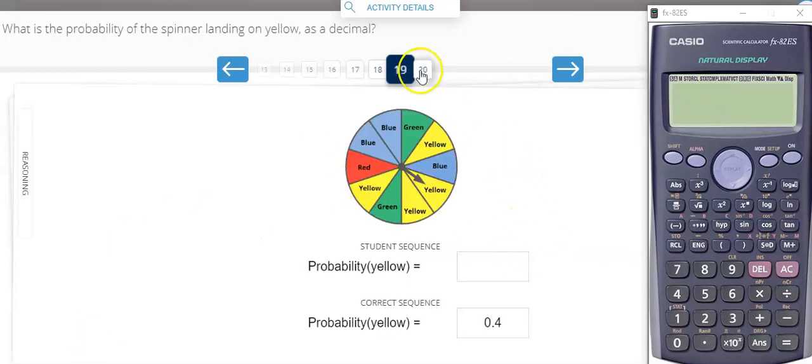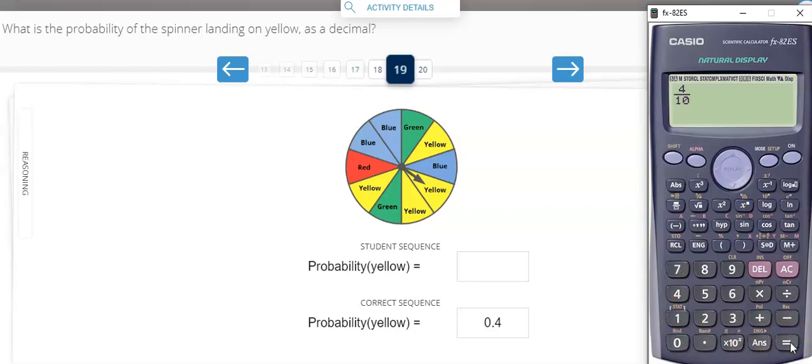One more example here. What is the probability of the spinner landing on yellow as a decimal? So the first thing we have to do is we have to count out how many yellow spots there are within the spinner. In this case, there are 4. Then we have to count how many there are all up. 1, 2, 3, 4, 5, 6, 7, 8, 9, 10. So now to press down and click on 10.